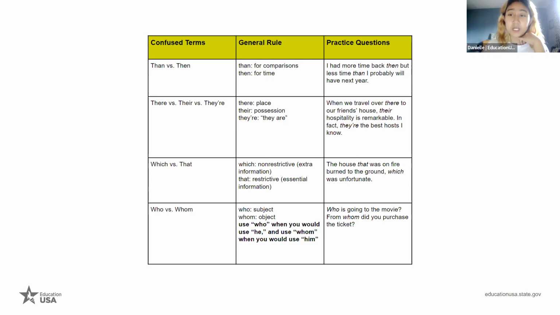Their is possession. It was their book. The other there doesn't really make sense there, right? So you would use their book, ending in IR. They're is a contraction, so you have the apostrophe to shorten the two words. It's just they are. So I have a very fun sentence here. When we travel over there to our friend's house, their hospitality is remarkable. In fact, they're the best hosts I know. All sound similar, but you can see perfectly how each one is used in these sentences.